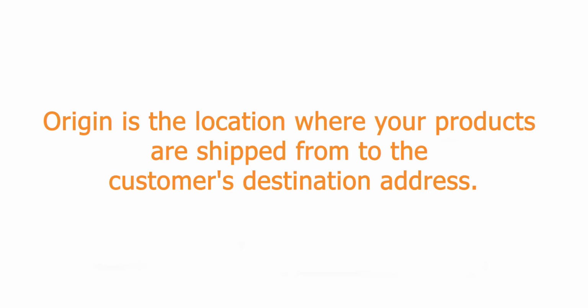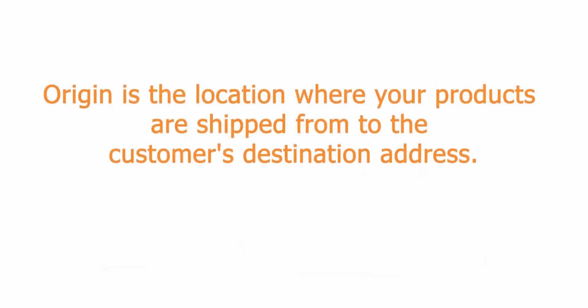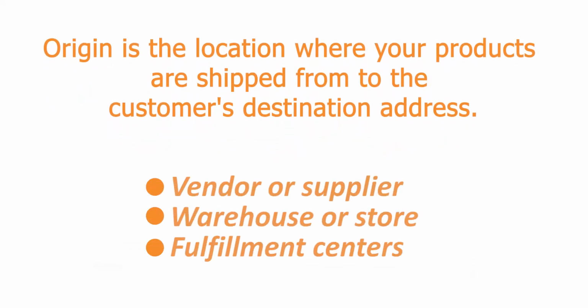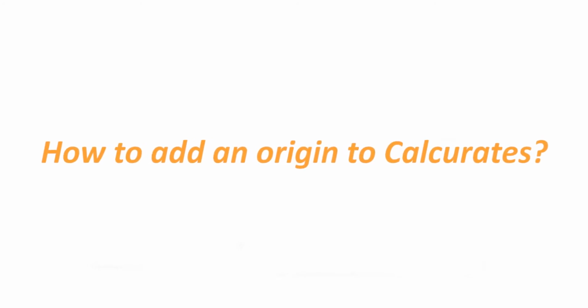Origin, the location where your products are shipped from to the customer's destination address. Types of origin: vendor or supplier, warehouse or store, and fulfillment centers. How to add an origin to Calcurates.